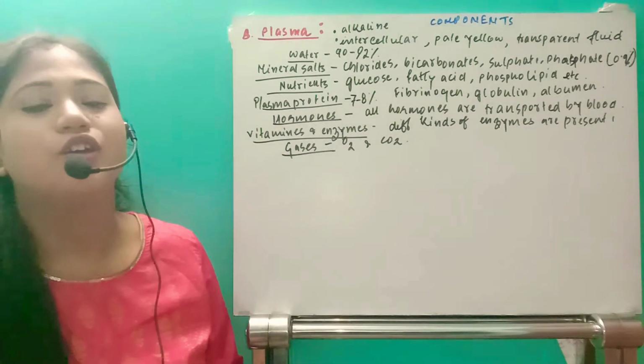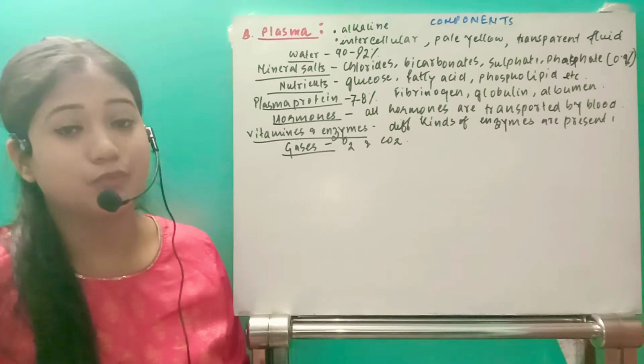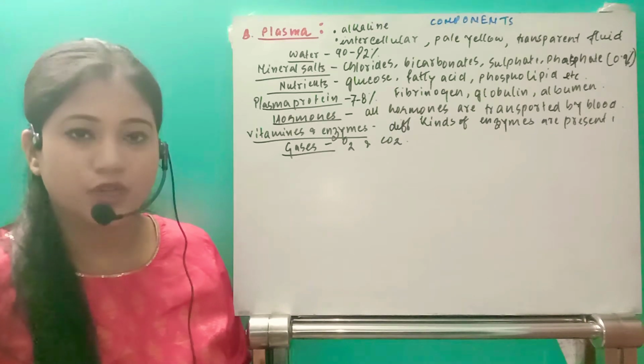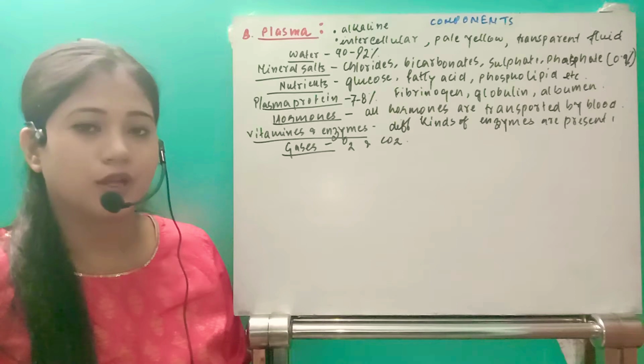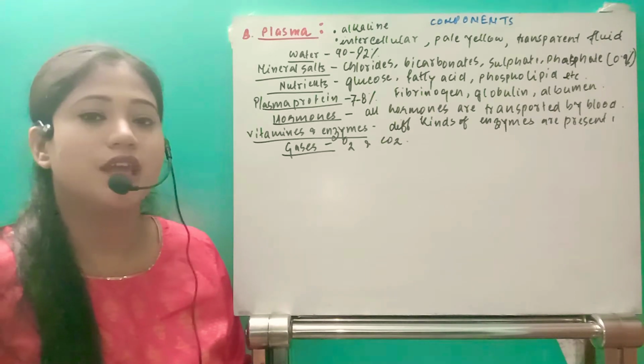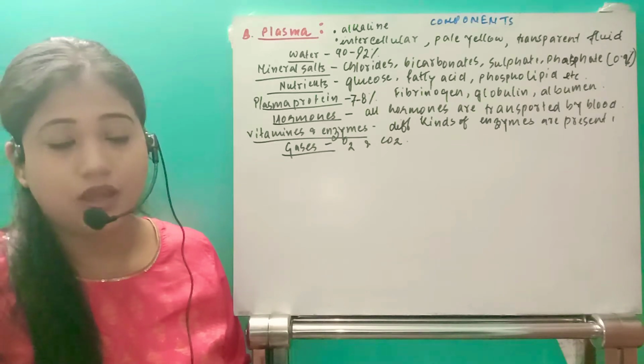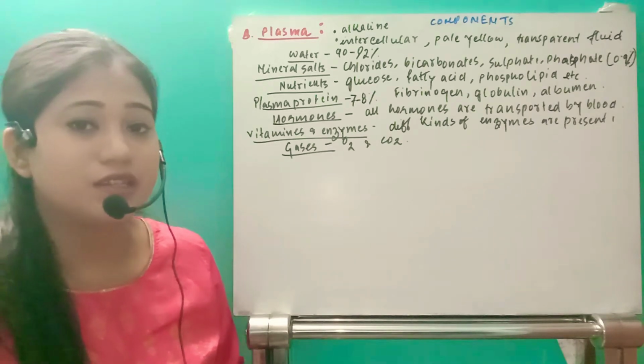Hello students, today we are going to start the next component of the blood, that is plasma. Plasma is the liquid component in which all the formed components, that are the RBC, WBC and the platelets, are floating. So first of all, what is the plasma and what are the components present in the plasma?